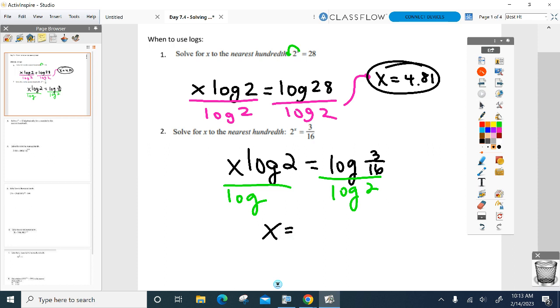Hundredth again. Negative 2.42. How are we looking with rounding? We're all set.